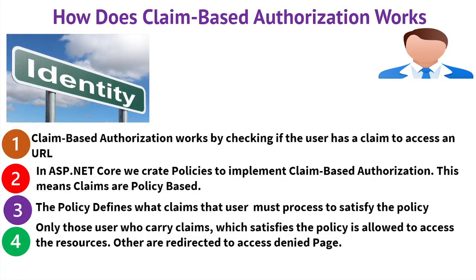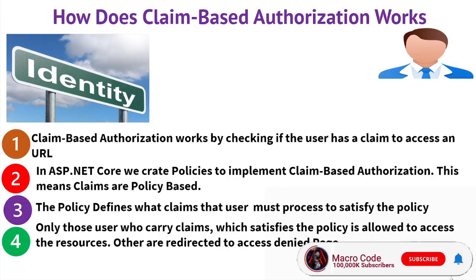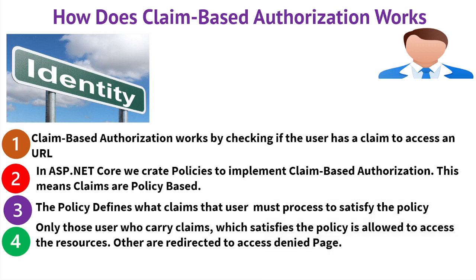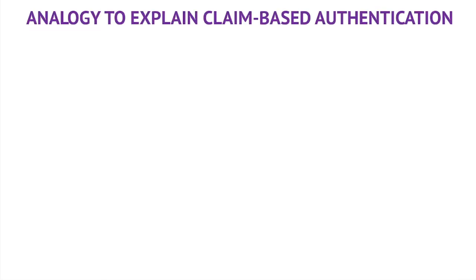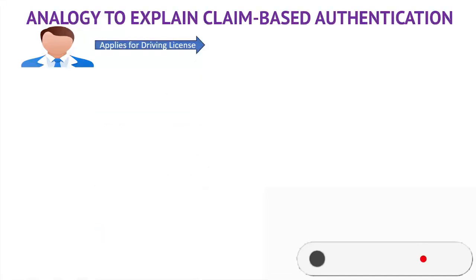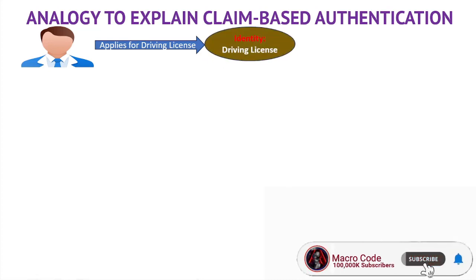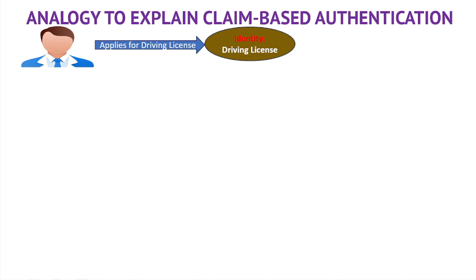But we have just gone through all this information. Do we have an analogy to actually give us a sense of how this is done? So let's have an analogy to explain claim-based authentication. One, assuming we have a user called Job, then the user applies for a driving license. So the driving license in this case is our identity, because it has some information about this user, and is actually a document that can be used to validate or even identify this user called Job.